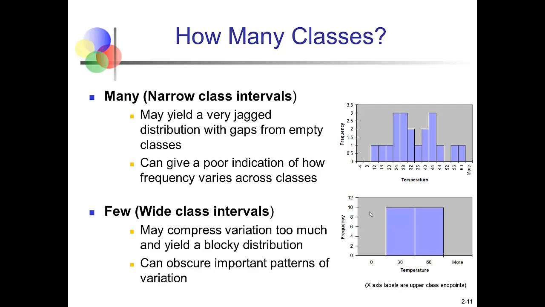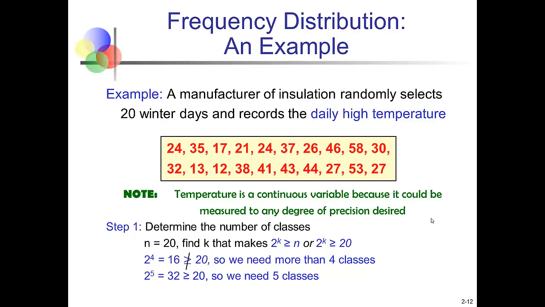The bottom graph shows too few classes. It just looks like a couple of rabbit teeth, where half of the temperatures are on one side and half of the temperatures are on the other side, and we don't really see any pattern. So let's do this with an example. Suppose that we have a manufacturer of insulation who randomly selects 20 winter days and records the daily high temperature. They might be doing this to determine what R factor of insulation they should try to be creating. The colder the temperature, the higher the R factor insulation they want to produce. Note that temperature is a continuous variable because it can be measured to any degree of precision.